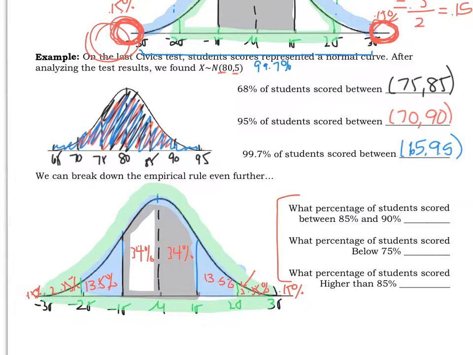It says, what percent of students scored between an 85 and a 90%? So if I go back up to this picture, 85 and 90% is 1 sigma and 2 sigma away. So now if I come back to this graph, 1 sigma and 2 sigma is 13.5%.